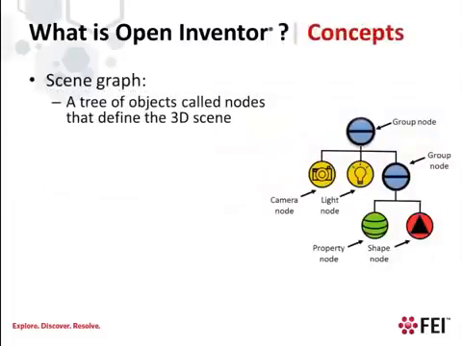Let's talk about some concepts and architecture of the toolkit. Open Inventor is an object-oriented 3D toolkit built on top of OpenGL and can be used with the C++, Java, or C# programming languages. Each Open Inventor object manages its own state and, for example, renders itself if it's a shape. The programmer doesn't have to implement rendering calls, just build a tree of these objects called the scene graph that describes what the 3D scene should look like.